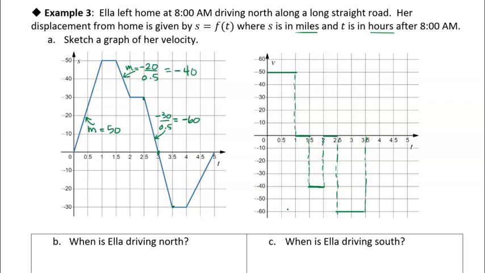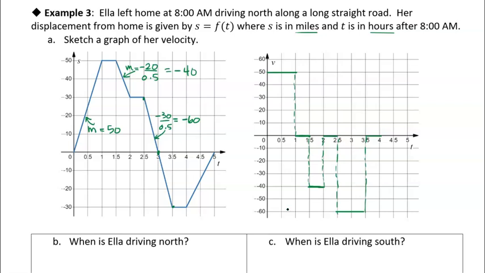Now, you can also see that she was driving back toward her home, and at 3 hours she was at home again. But then she kept driving, and she ended up going past her home, driving past her home. But at 3.5 hours, she stopped again. So I'm going to draw another horizontal line from 3.5 hours to 4 hours. And then she started driving again.